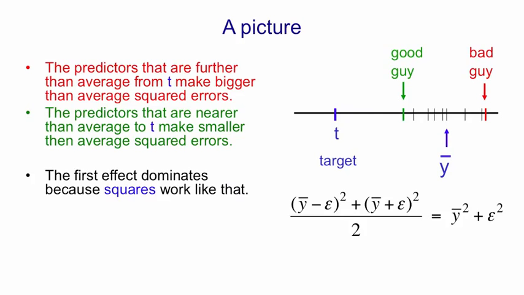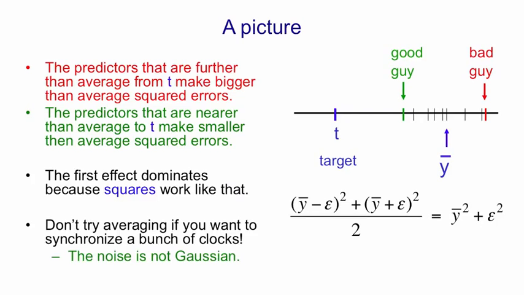That's not always true. It depends very much on using a squared error. If, for example, you have a whole bunch of clocks and you try and make them more accurate by averaging them all, that'll be a disaster. And it'll be a disaster because the noise you expect in clocks isn't Gaussian noise. What you expect is that many of them will be very slightly wrong, and a few of them will have stopped or will be wildly wrong. And if you average, you make sure they're all significantly wrong, which is not what you want.